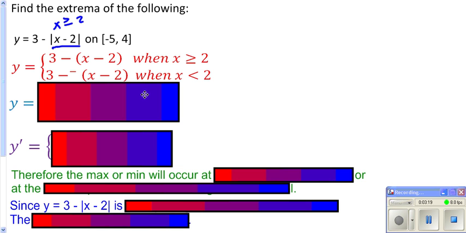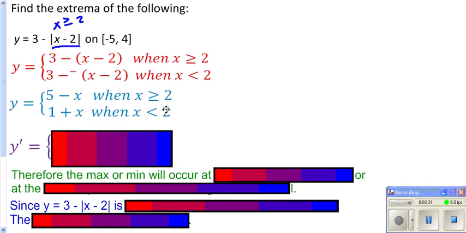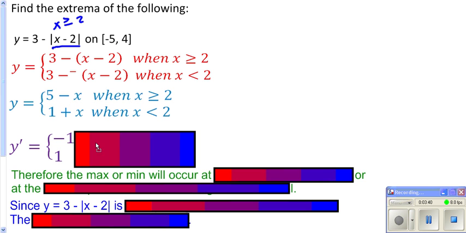So then you want to just simplify this a little bit. The top simplifies down to 5 minus x when x is greater than or equal to 2. The bottom is a 1 plus x when x is less than 2. Then you want to go ahead and take your derivative. It's pretty easy to take the derivative of the top part. That's just negative 1. The bottom part is just 1.